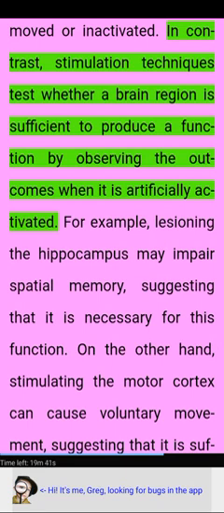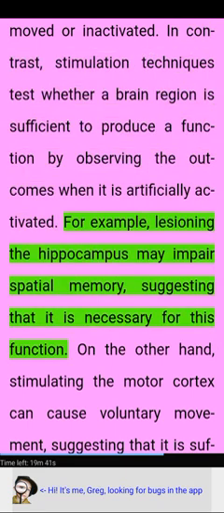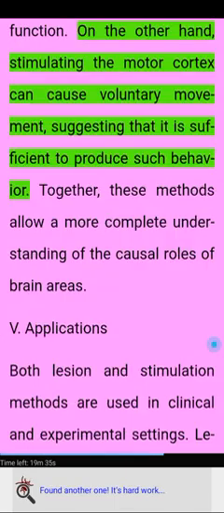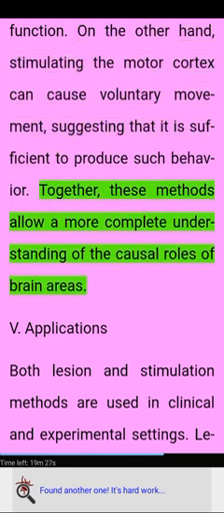For example, lesioning the hippocampus may impair spatial memory, suggesting that it is necessary for this function. On the other hand, stimulating the motor cortex can cause voluntary movement, suggesting that it is sufficient to produce such behavior. Together, these methods allow a more complete understanding of the causal roles of brain areas.